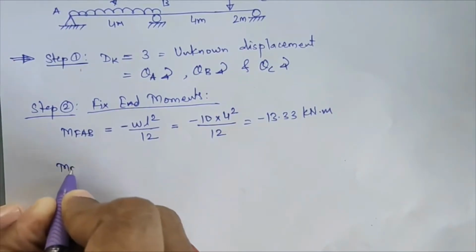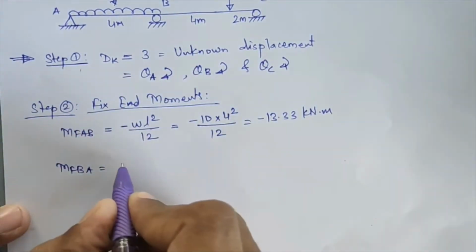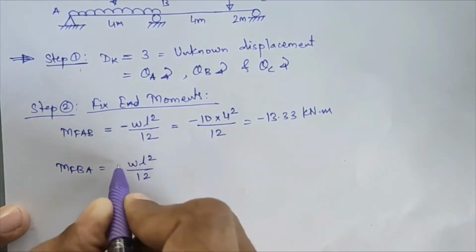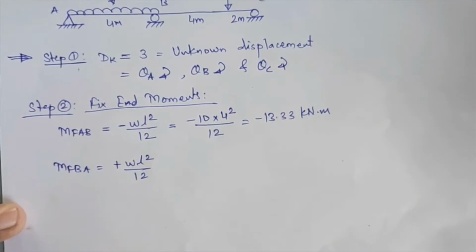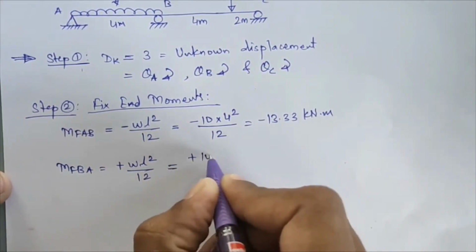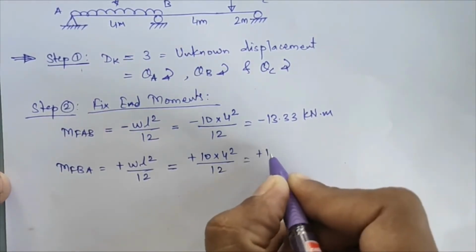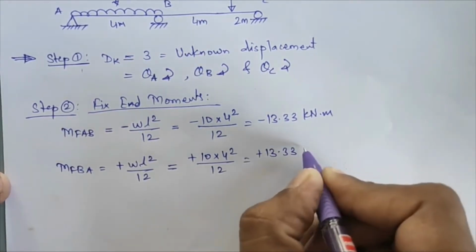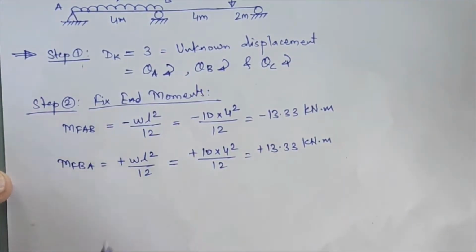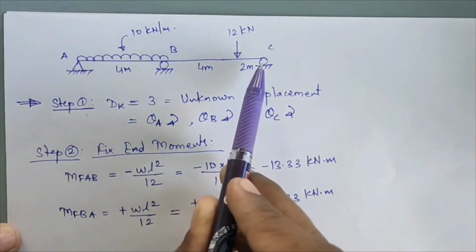Next, MFBA. Again the span is completely loaded with UDL, so it is again WL square upon 12. Only the nature of restoring will be clockwise, so it is plus 10 into 4 square divided by 12. We get the same value of opposite nature, 13.33 kilonewton meter. Then we'll go to the next span, that is span BC.